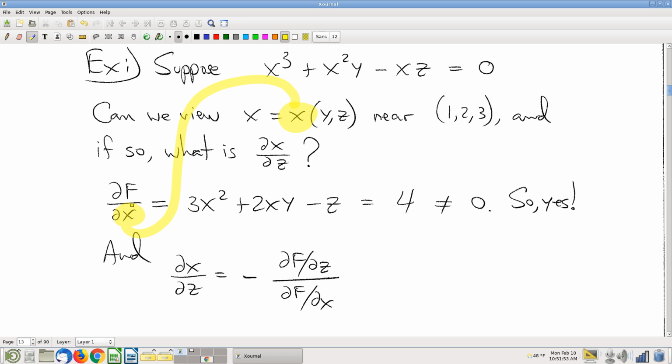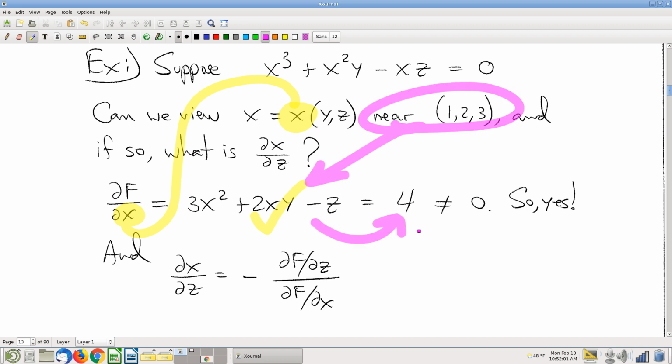Okay, so a little bit of algebra. There's that partial derivative at the point in question. 1, 2, 3. The value is 4, which is not 0. So yes, I can view x as being a function. We're good. Is everybody good with the first half of the problem there? Okay. I emphasize you have to do this.